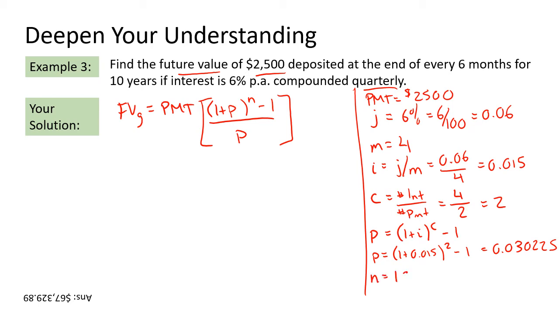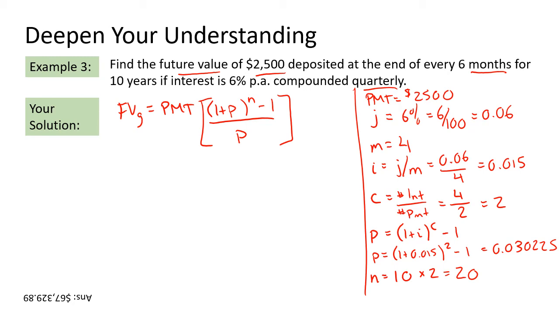All right? Last item, N, our total number of payment periods. So it's equal to 10 years. And we're paying semi-annually, so that our number of payment periods per year is 2. So 10 times 2 gives you a total number of payment periods of 20.